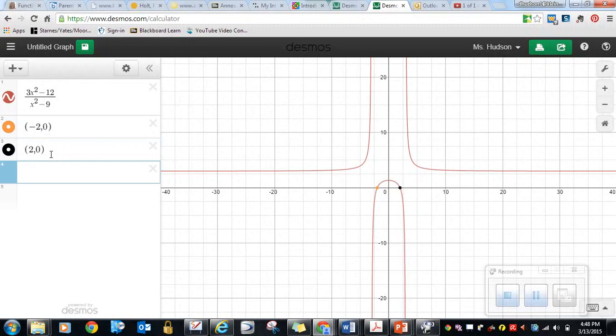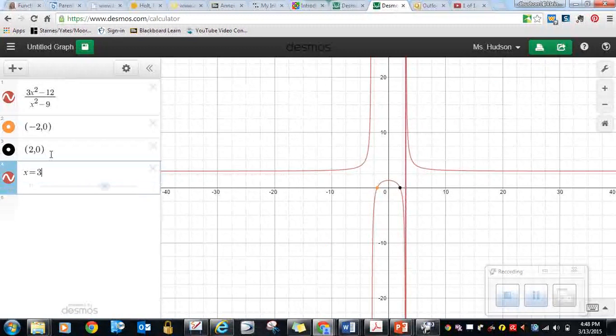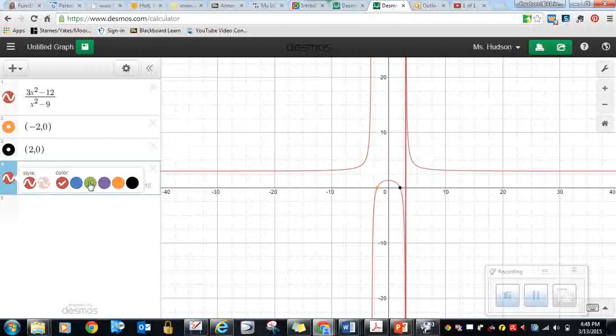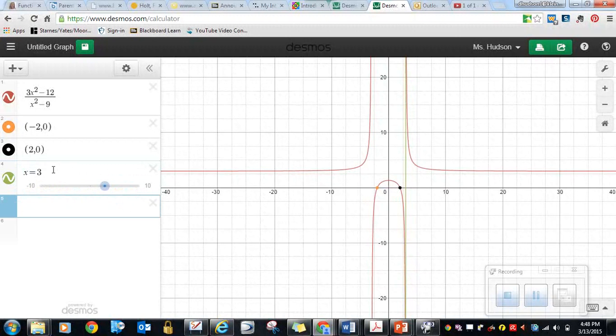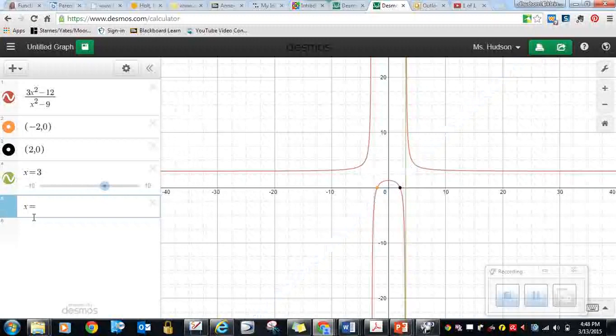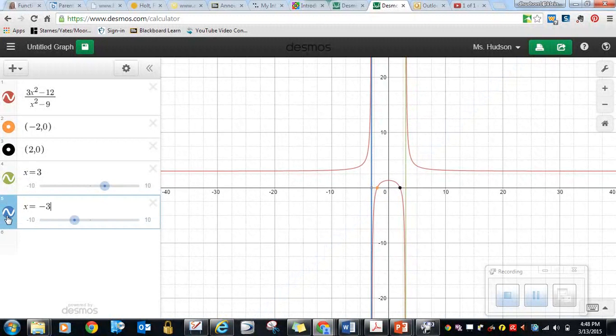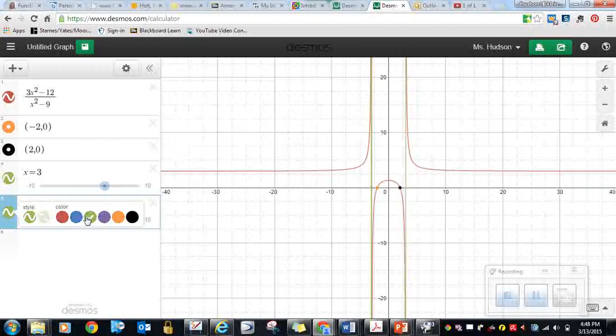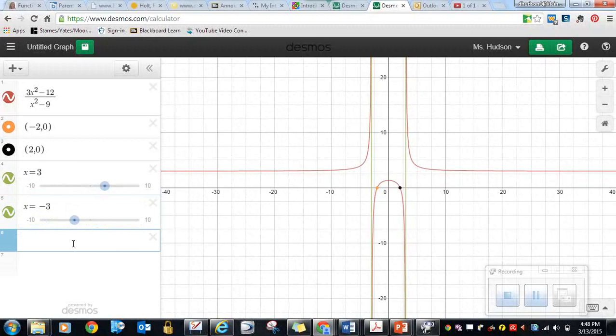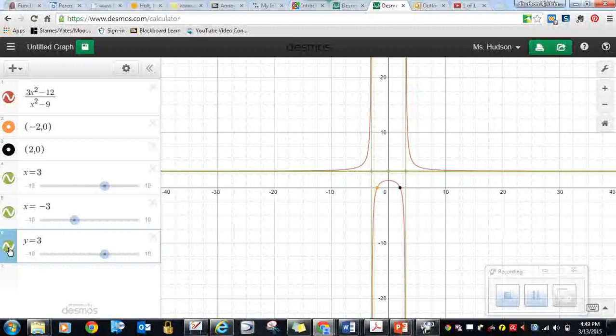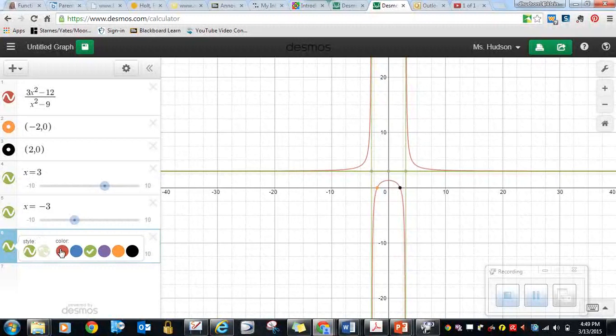And then we have vertical asymptotes where our denominator would be 0, and that's at x equals 3. I'm going to make that one a different color. Let's make that one green. There we go. And the other one is at x equals negative 3. Make you green. Alright. And then the final piece, the new piece we did this time, was the horizontal asymptote, which we determined was at the line y equals 3. And you're not going to be green, you're going to be, what color? We'll make that one purple. There we go.